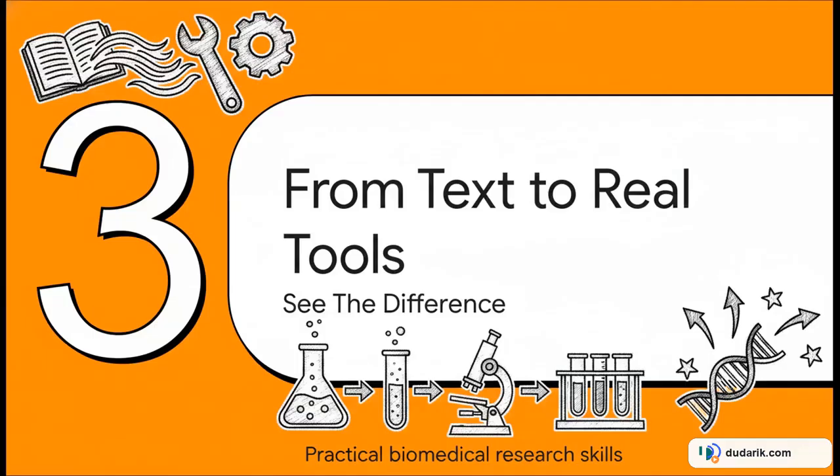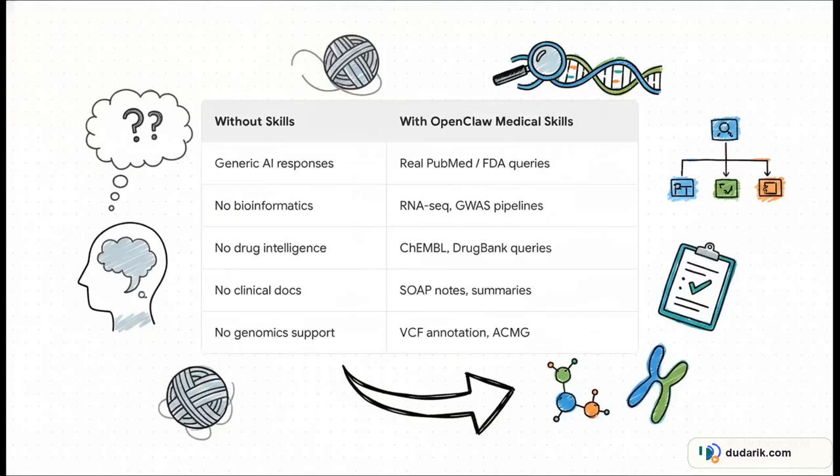Okay, now let's see how this all comes together to do something really useful. This is the best part, seeing the practical, real-world difference these skills make. We're about to go from just generating text to executing real tools. This before and after table basically says it all. On the left, you've got your generic AI that can only give you vague summaries. But on the right, you have an AI that's executing real queries on PubMed, running bioinformatics pipelines, predicting drug-drug interactions, and generating structured clinical notes. It is a total transformation.